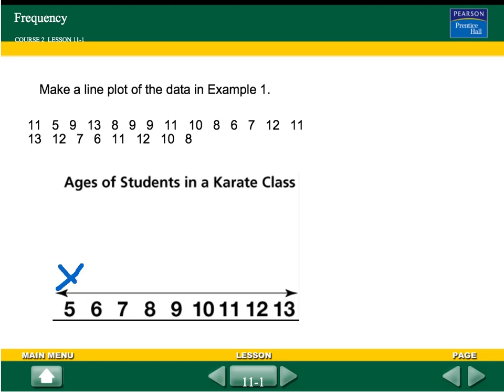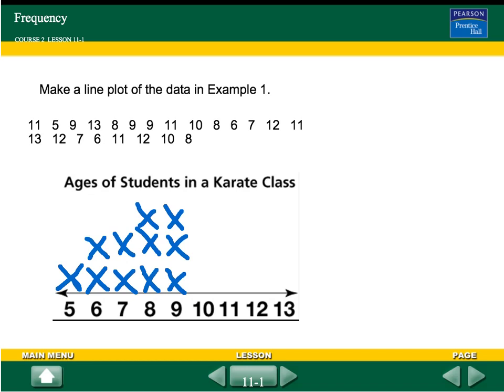5, there was 1 student that was 5 years old, whereas for the 6-year-olds we had 2, so we'd put 2 X's this time. The 7-year-old was 2 as well, so we'd put 2 X's. The 8 was 3, so we'd have 3 X's this time. The 9-year-old is 3 as well, so we'd have 3 X's. The 10-year-old was 2. The 11-year-old was 4. This was the most. The 12-year-old was 3. And the 13-year-old was 2.